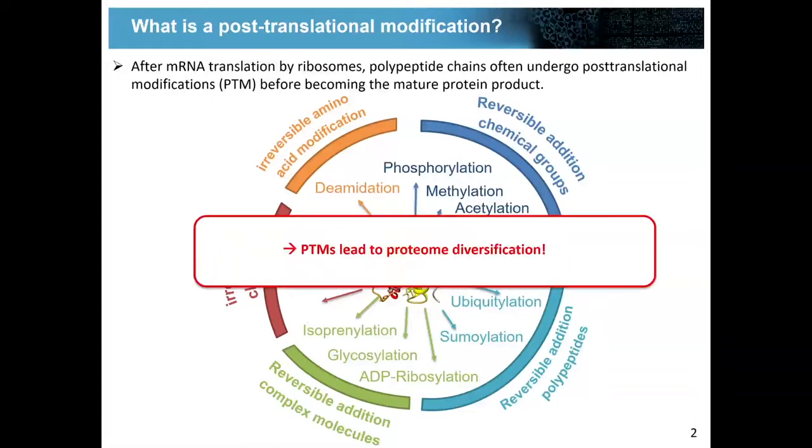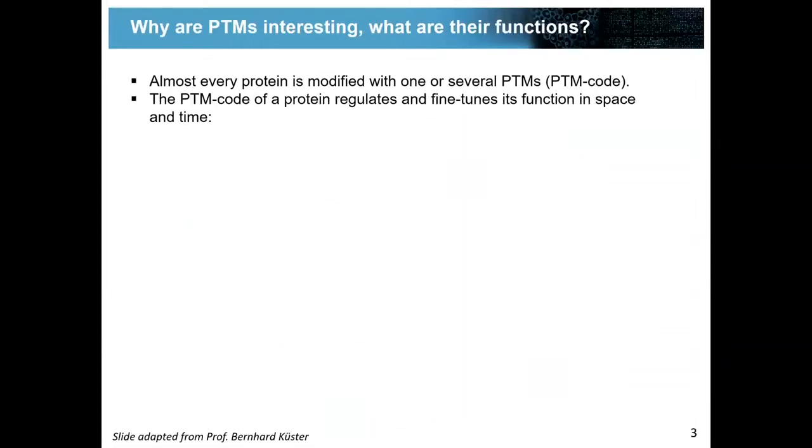They lead to the diversification of the proteome, and as different as the chemical properties of these PTMs is, as different is their function or their effect on the proteins where they're attached. So almost every protein is modified at least once or many times during its lifetime in the cell. And that's what we call this PTM code. So the summary of all the PTMs that can take place on a protein is what we call the PTM code. And this PTM code really regulates and fine-tunes the function of the protein in space and time.